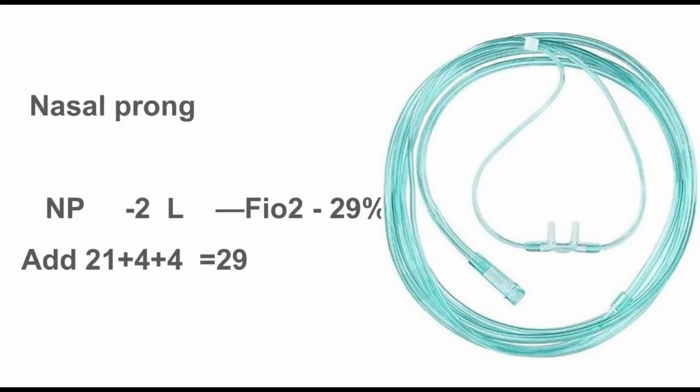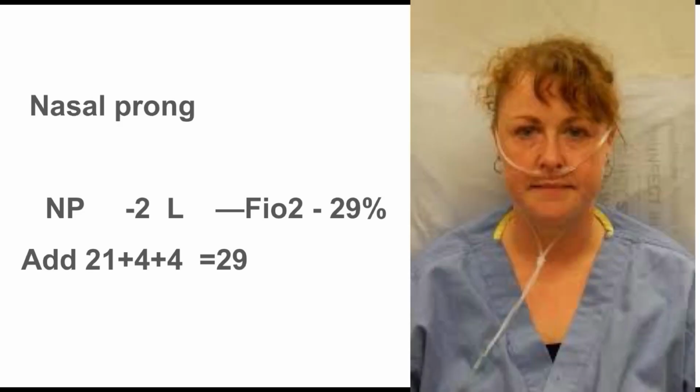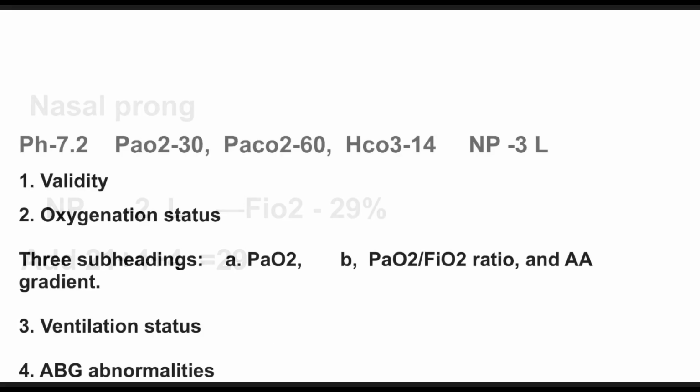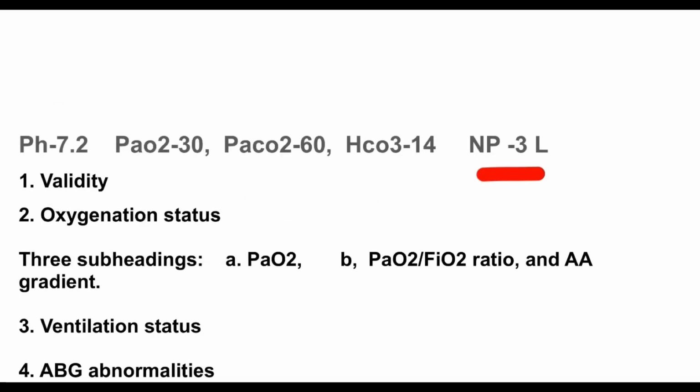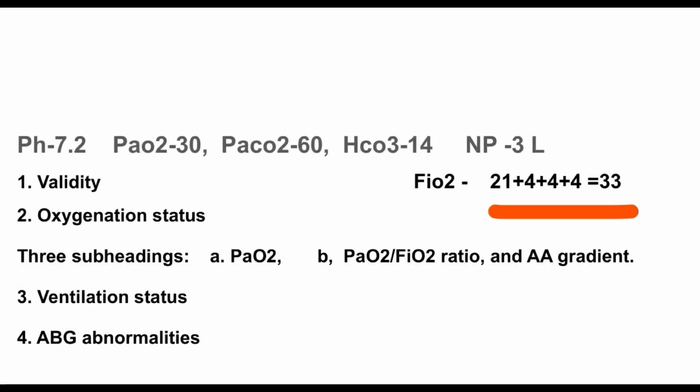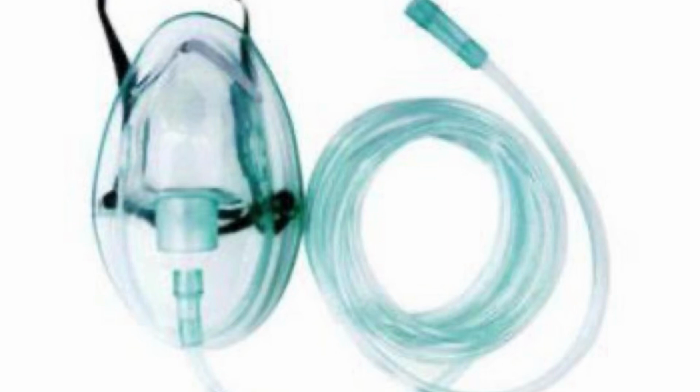If the patient is on 2 liters of oxygen, what will be the FiO2? It will be 21 plus 4, that is 29%. So here the FiO2 is 29. So now you see this ABG. This patient is on 3 liters of nasal prongs, then the FiO2 will be 21 plus 4 plus 4 plus 4, that is 33.